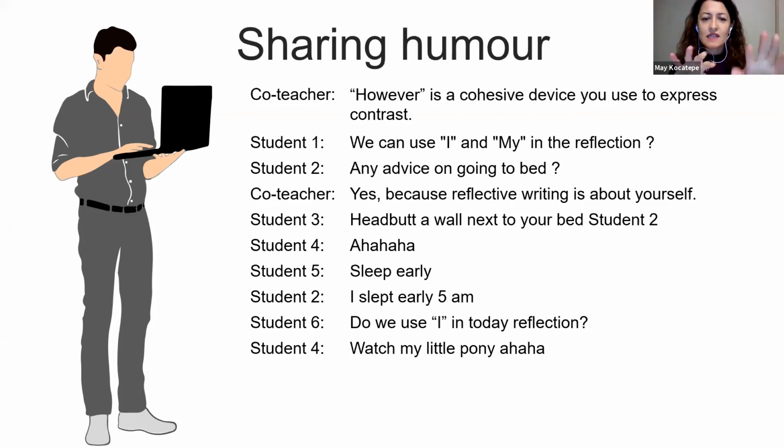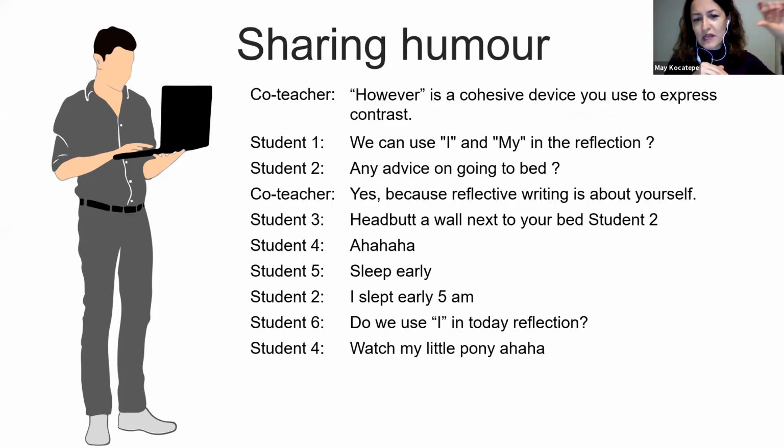So this was in the chat while I was the teacher. I had a co-teacher in that class, and I was talking about reflective writing, and I had said something like, you can think of it as giving advice to other students. And so as you can see, the co-teacher, student 1 and student 6 are on task. They're following what's happening in the lesson.